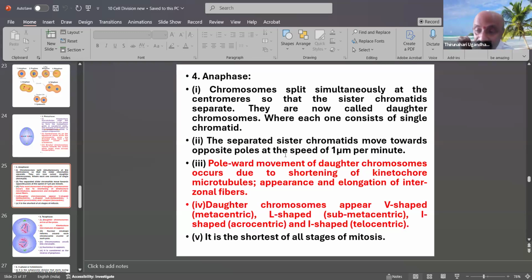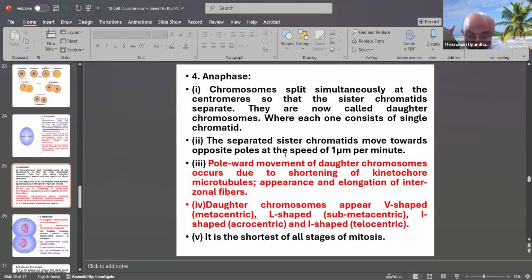Interzonal fibers. This is also important. Fibers means hair-like structures. The chromosomes swim freely in the cytoplasm. Then the daughter chromosomes appear V-shaped. V-shaped means metacentric chromosomes.